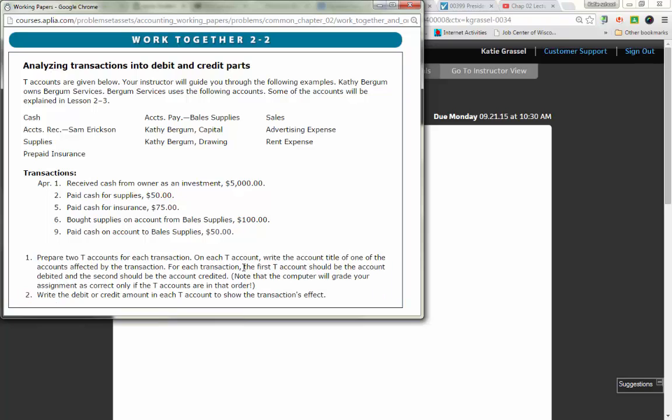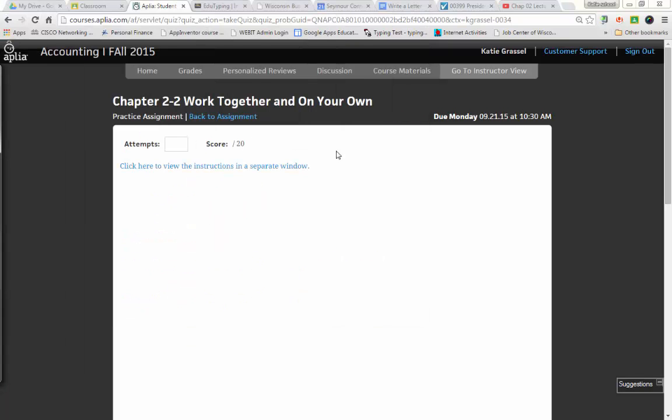On each T account, write the account title of one of the accounts affected by the transaction. For each transaction, the first T account should be the account debited, and the second one should be the account credited. Note, the computer will grade your assignment as correct only if the T accounts are in that order. So you need to remember that debit accounts need to go first, and then we need to write the debit or credit amount in the T account to show the transaction. I'll make sure I walk you through that.